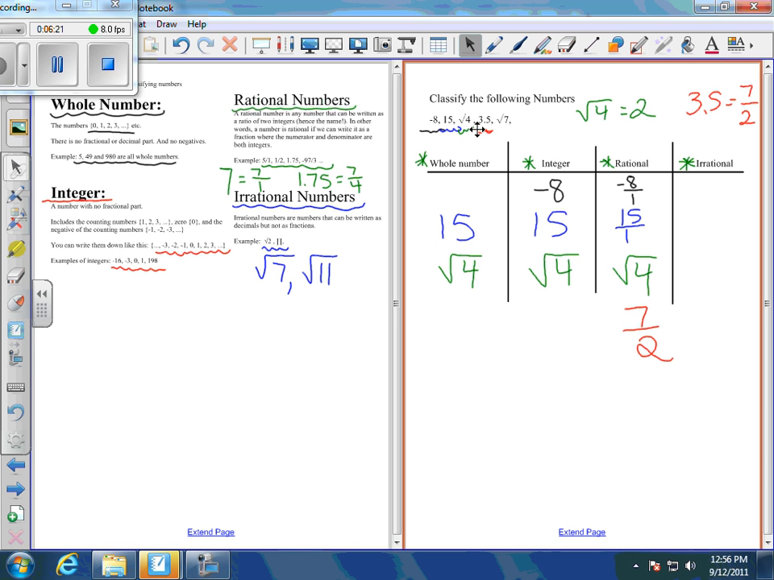Let's take a look at the square root of 7. The square root of 7 is not a whole number, not an integer, and also is not a rational number, but falls into the irrational category. The reason it is an irrational number is because the decimal is non-repeating and goes on forever. This is how we classify numbers into our number system.